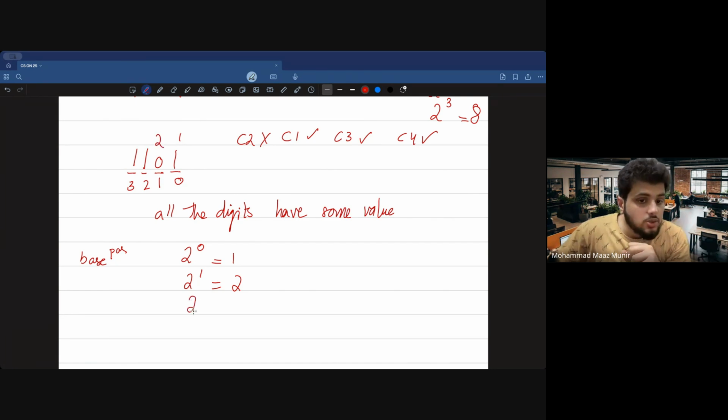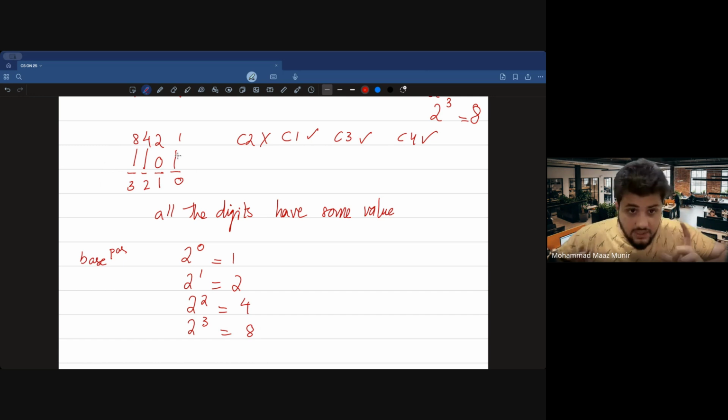When I go 2 raised to power 2, it's going to be 4. And then finally 2 raised to power 3, it's going to be 8. If I continue on to the fifth element, we'll be discussing that later on. But for the first four values, the zeroth element, or the very first digit of the binary section, will have the value 1. Then the second, or the first element according to the computer, will have the value 2. The third one will have 4. The fourth one will have 8.